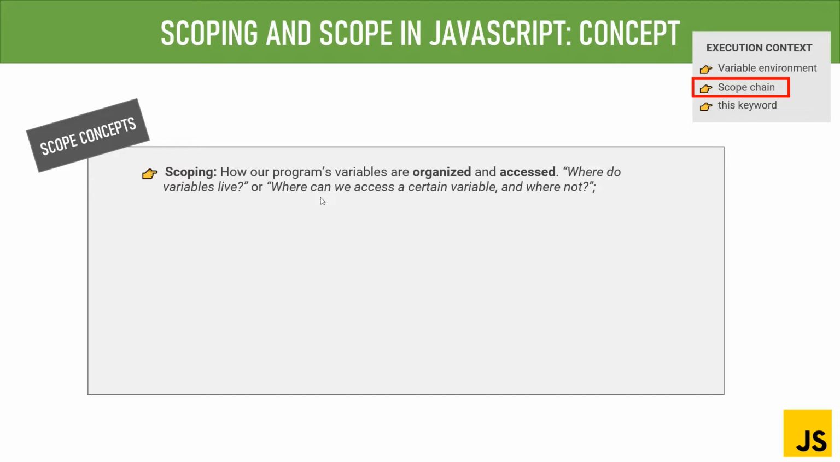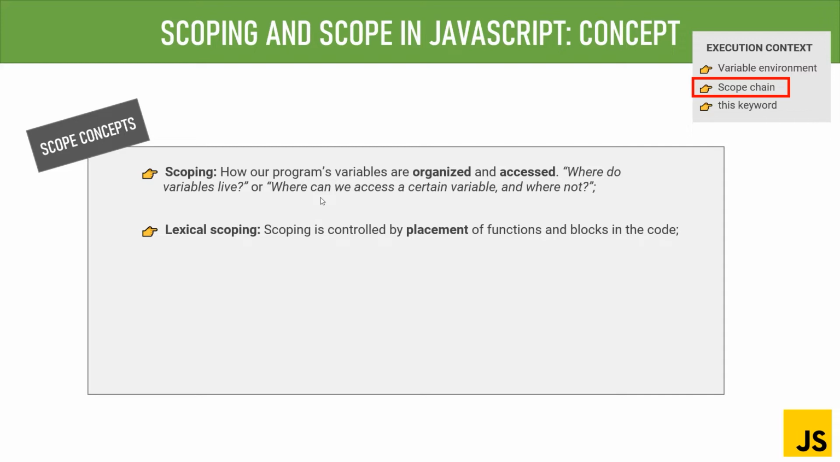Now, in JavaScript, we have something called lexical scoping. And lexical scoping means that the way variables are organized and accessed is entirely controlled by the placement of functions and of blocks in the program code. For example, a function that is written inside another function has access to the variables of the parent function, okay? So again, variable scoping is influenced by where exactly we write our functions and code blocks.